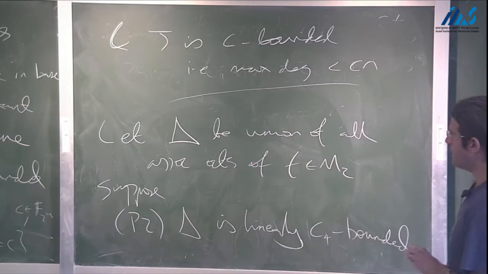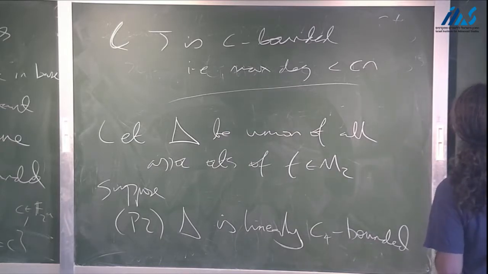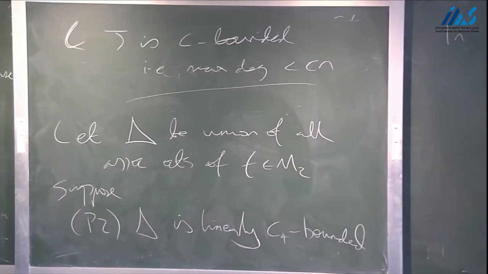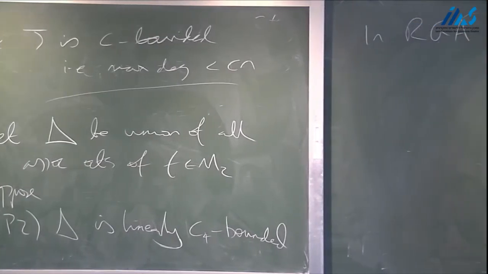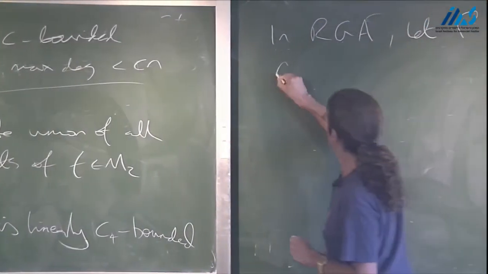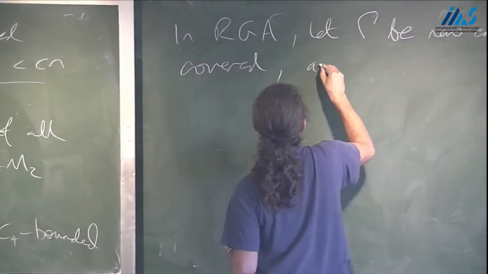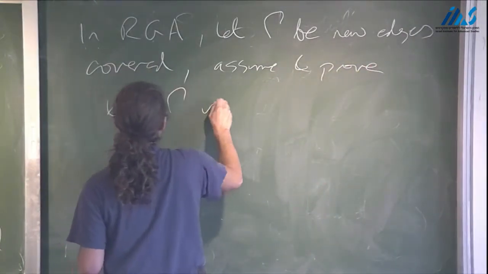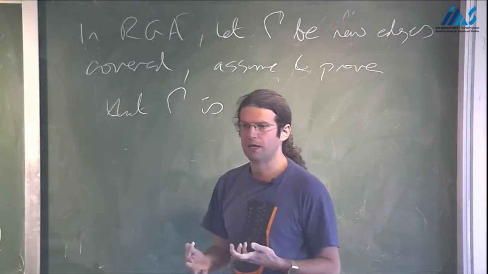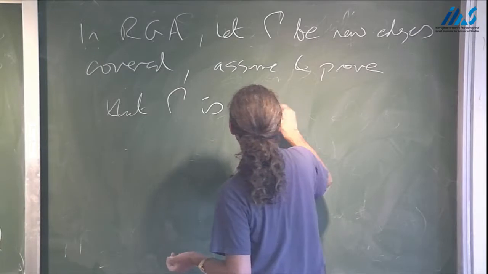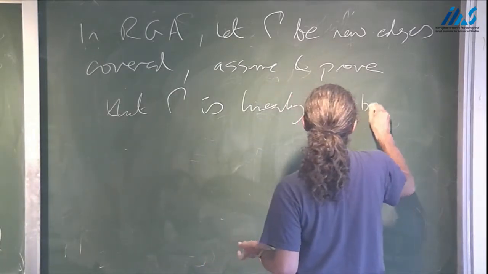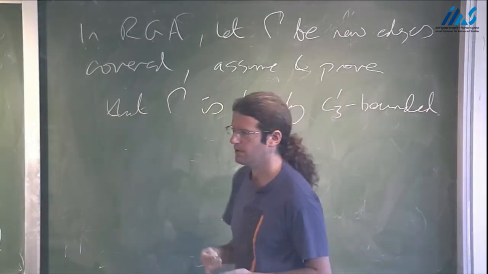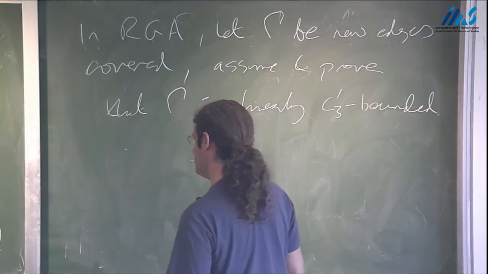Okay, and then we also want some assumption which we're trying to prove on our random greedy algorithm. So in the random greedy algorithm, let gamma be the new edges covered. So we'll assume and prove that gamma is, well, let's see, so we started with M2s being C3 bounded, so let's say gamma is linearly C3 prime bounded. Something between there.